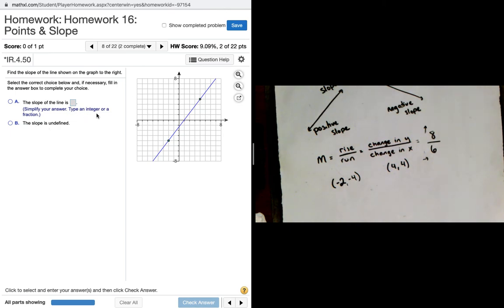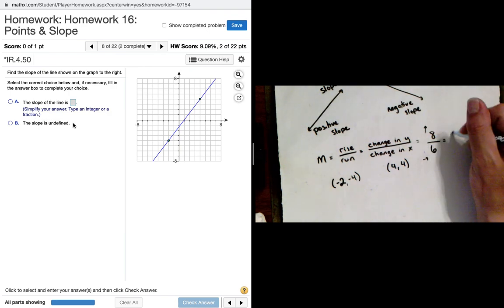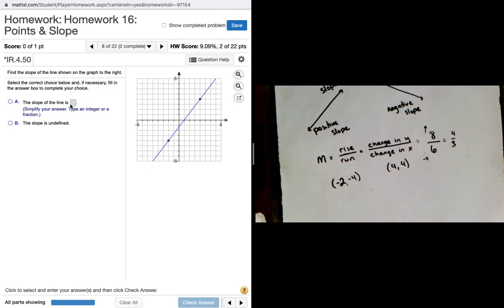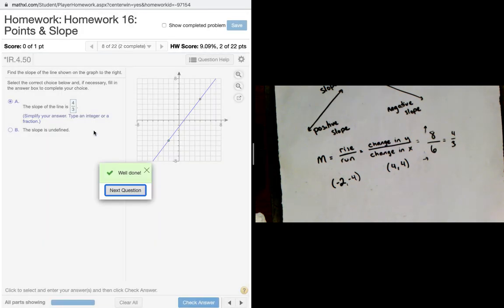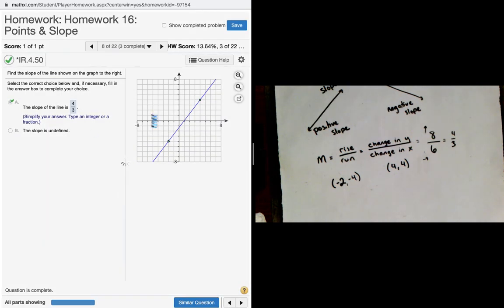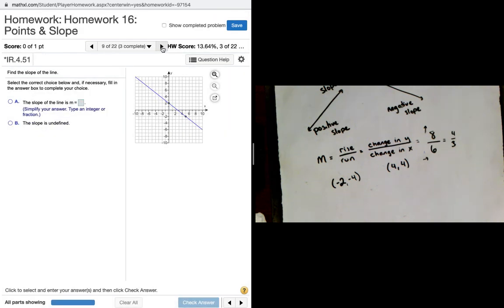Notice that they ask you to type an integer or a fraction, which is what we have here, but always simplify your answer. So this fraction, 8/6, can be simplified. So we're going to write this slope as 4/3. Our slope is 4/3. Here's another one.